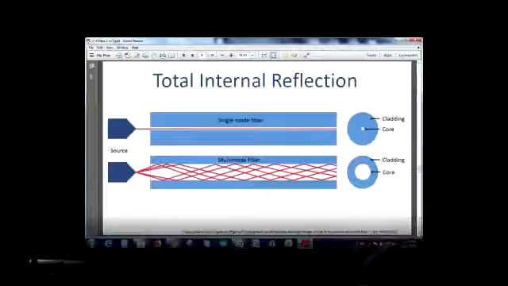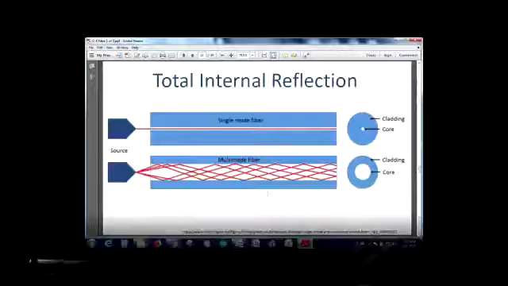Transmission is possible if we are able to keep all the light inside the core. There's a terminology for that: total internal reflection. We want to accomplish that. We don't want the light to escape. We don't want the light to refract. We want all the light that we inject into the core to be reflected within the core.